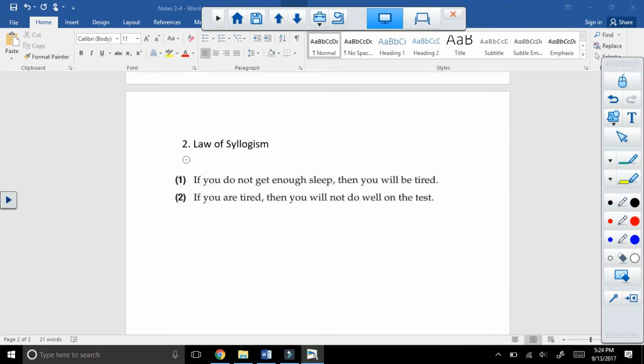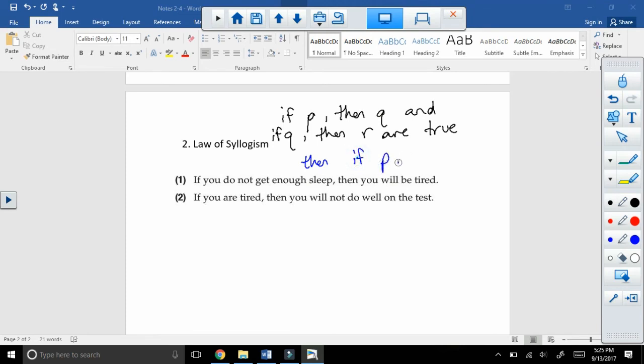And then the second law of logic is called the law of syllogism. And again, I'll write that out in symbols. The law of syllogism, you actually have two conditionals. So it might say like if P, then Q. And if you have Q, so if Q, then R. So if this is what I have, if I have if P, then Q, and if Q, then R, and if both of those are true, then you can make the conclusion if P, then R. And let me give you a specific example before we do this one here.